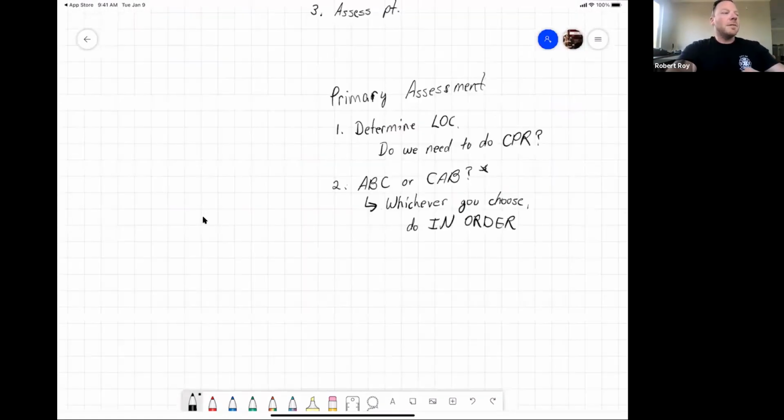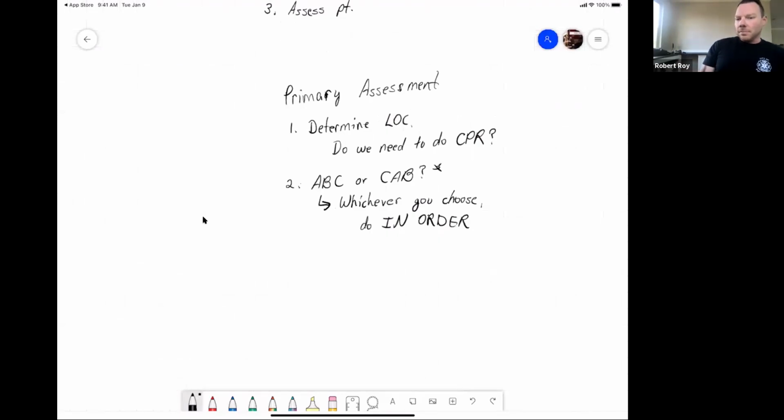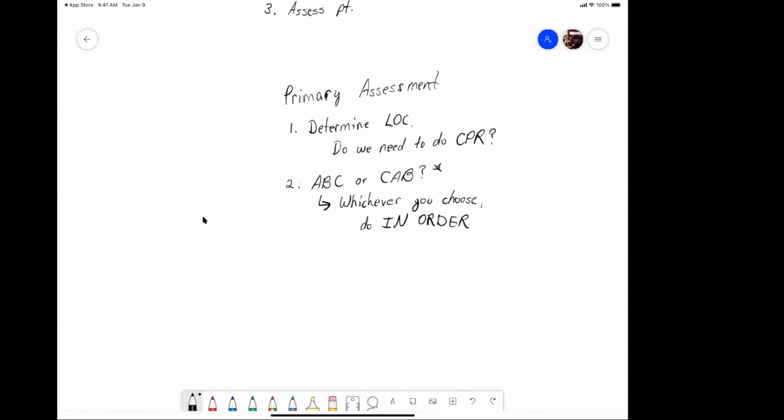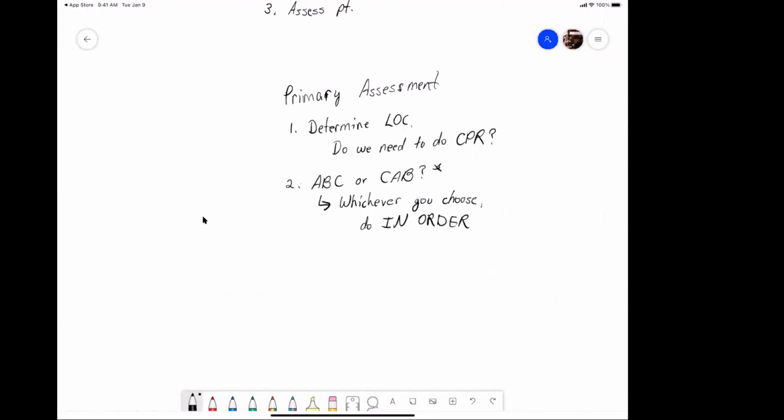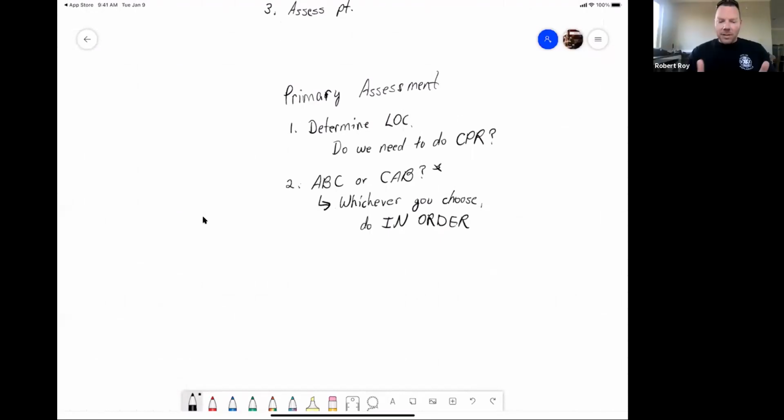All right, so what comes after the scene size up? Your primary assessment? Primary, very good. So now you're at your patient. These are going to be the first things that we do. Now, we base everything on kind of a priority list, and you can almost look at it as head to toe multiple times every single time you do this. But your first pass through the patient is always going to be your life threats. This is what's going to kill my patient in the next 30 seconds, a minute, that kind of thing.